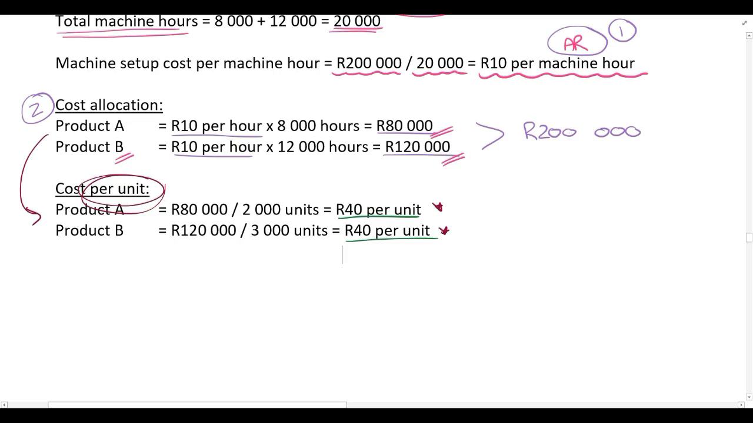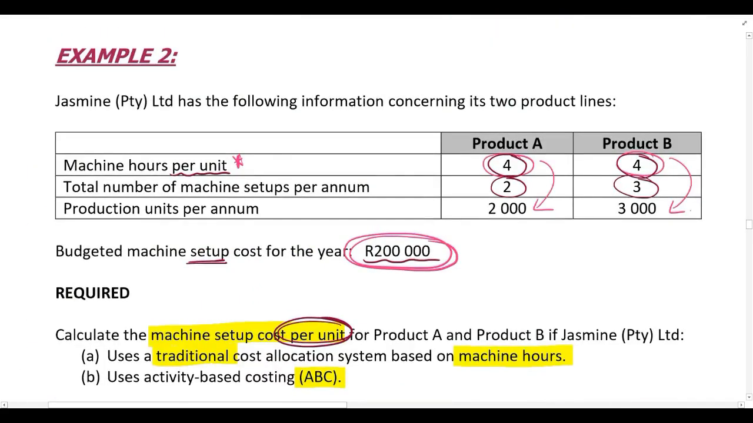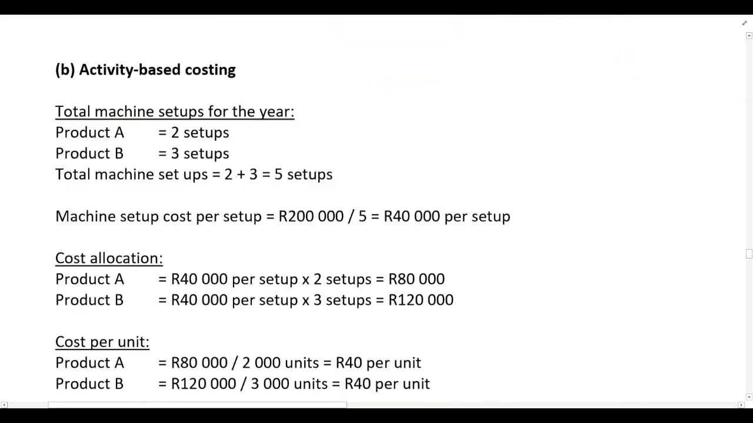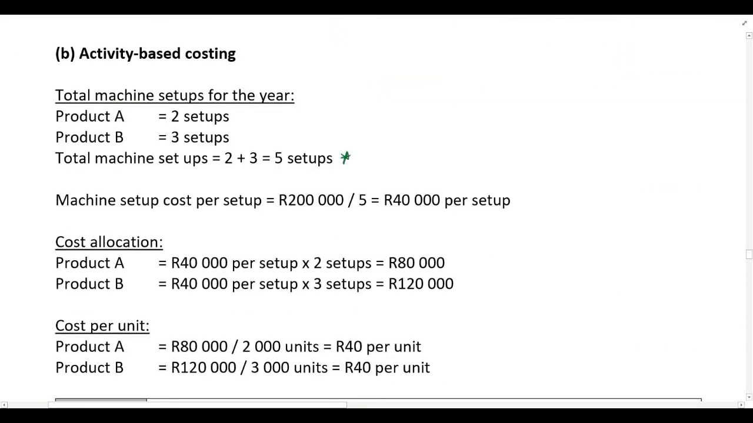Now, instead of using traditional costing, we are going to use activity-based costing. So with activity-based costing, we are not going to use machine hours, but we are going to use the number of setups per annum because this is the setup cost. So the number of setups per annum, product A has 2 setups, product B has 3 setups. So the total number of setups for the year is going to be 5 setups. So we get a rate, an activity rate of 40,000 Rand per setup. That is always what we do first, work out the rate.